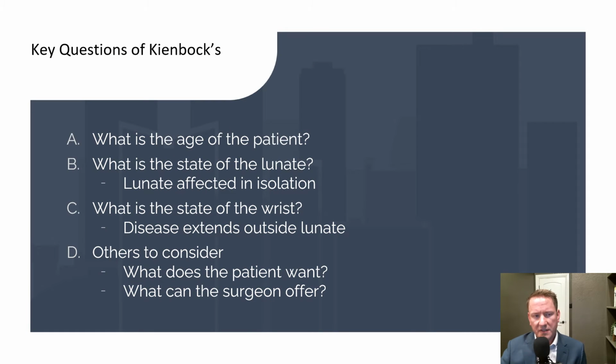In order to simplify the combined treatment algorithm, we came up with the key questions of Kienbock's disease. And these questions are as follows. What is the age of the patient? Second, what is the state of the lunate, and is the lunate affected in isolation? Third, what is the state of the wrist? Does the disease extend outside of the lunate? And other things that need to be considered are what are the patient's goals and what do they want, as well as what can the surgeon offer.